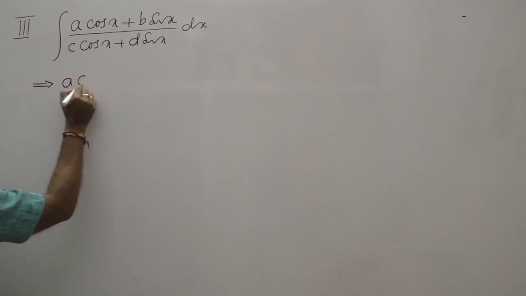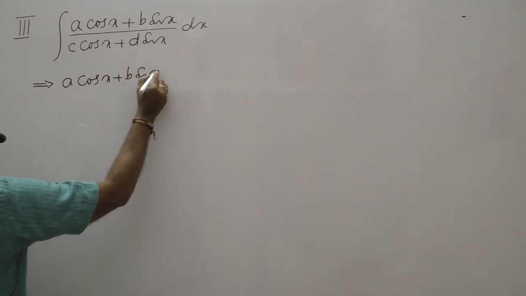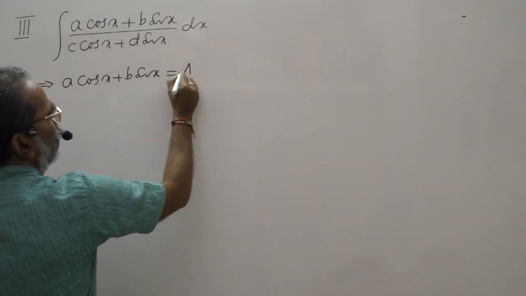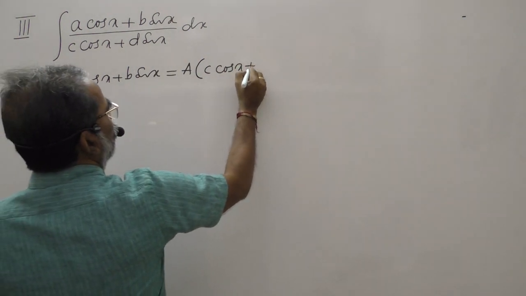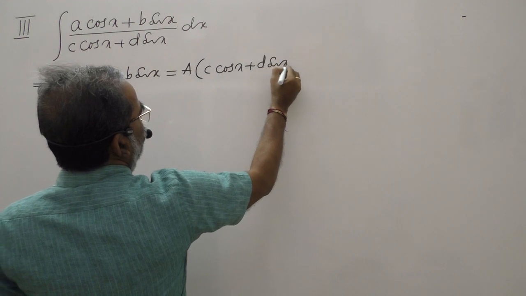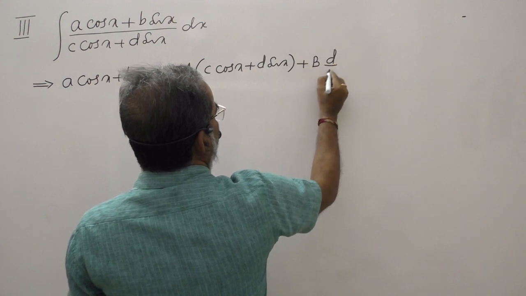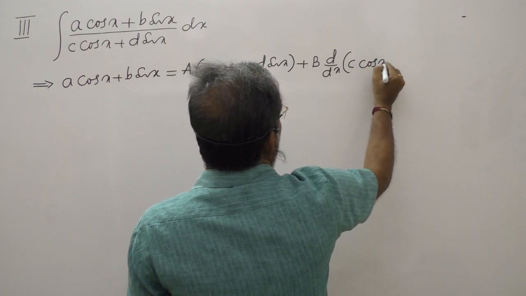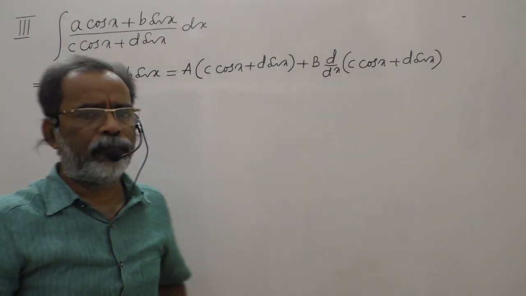You take the numerator a cos x plus b sin x, numerator equal to some constant a into denominator, c cos x plus d sin x, plus some other constant b into d by dx of denominator. What is denominator? c cos x plus d sin x. Yes, this is the procedure for this particular model.